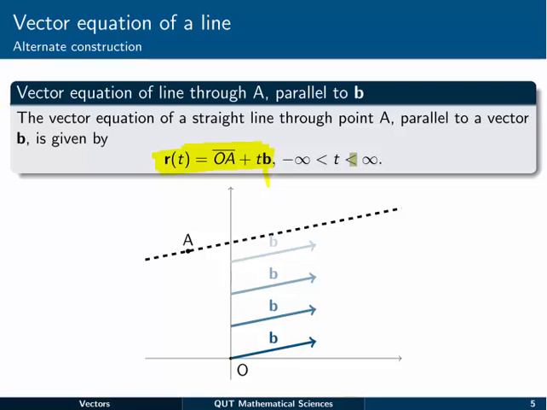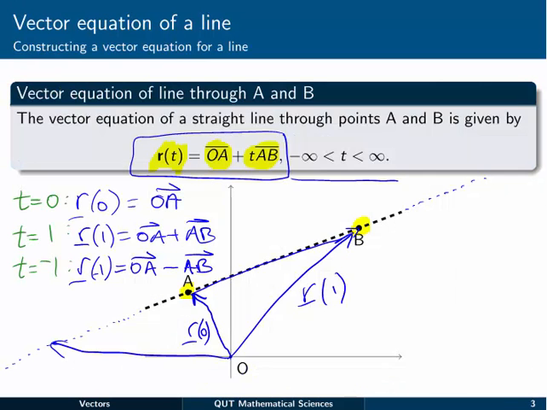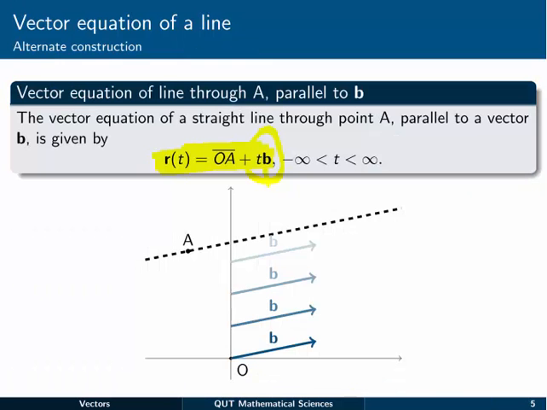But why is this one different in the second term? Why is it tb when before we had t from A to B? Well, it turns out it's actually quite similar. In the diagram, we can see a vector b down here and our point A up here, which we want our black dotted line to be parallel to this vector b down the bottom. Vectors can be translated in space and not really change at all. So we can see b moving up here and still being the b vector.